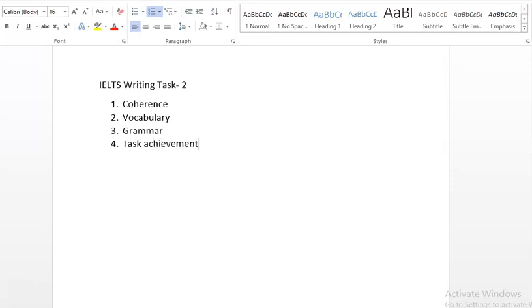For example, coherence. You can understand it in a simple way: how logical your essay is, how well you organize and how well you explain your idea. After reading your essay, do we understand the main idea of the essay or not?